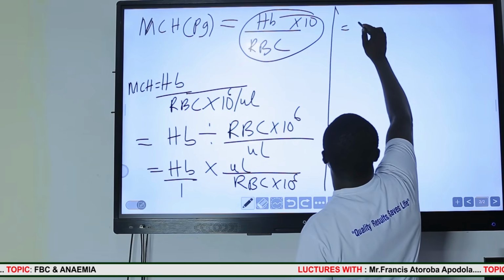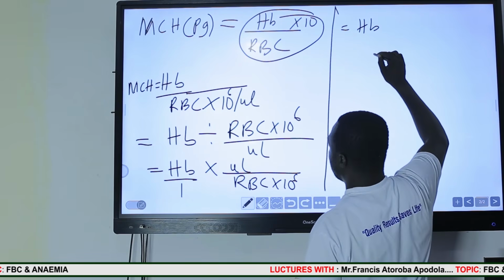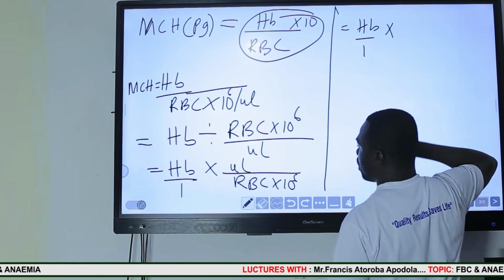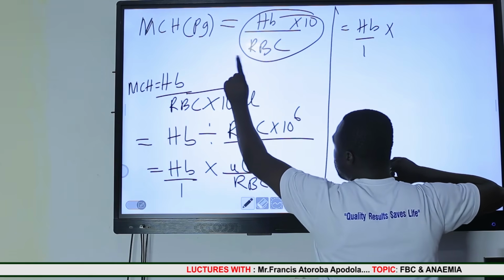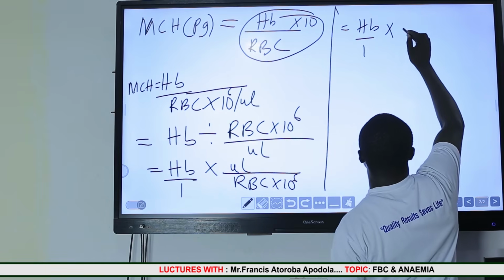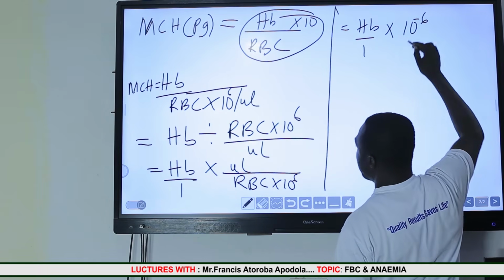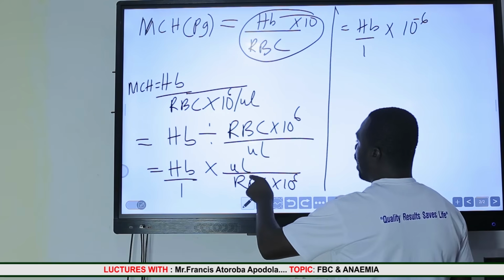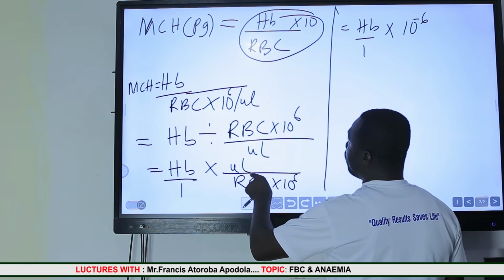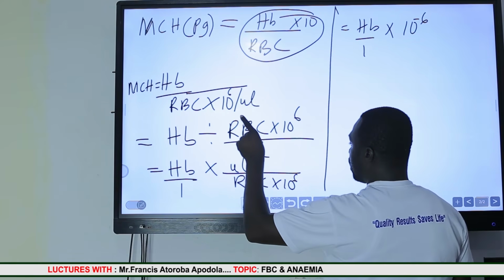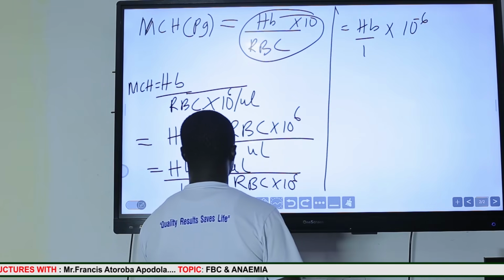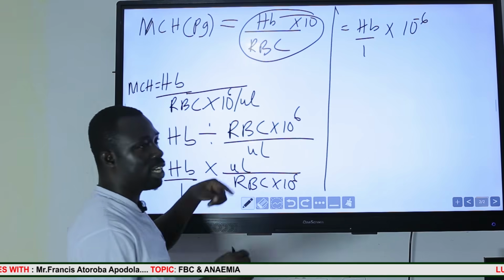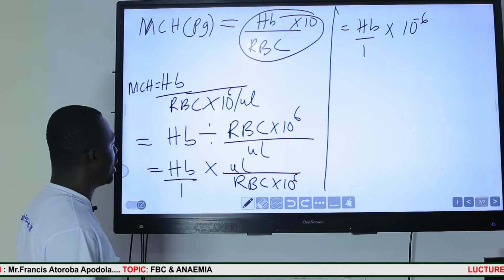So this will give me HB over 1 times micro, which is not in the unit of MCH. It is pico, so I will change it. That is 10 to the power minus 6. Is there liter? So I forgot something. It has changed the formula. HB is in gram per deciliter. Actually, I didn't bring this in.